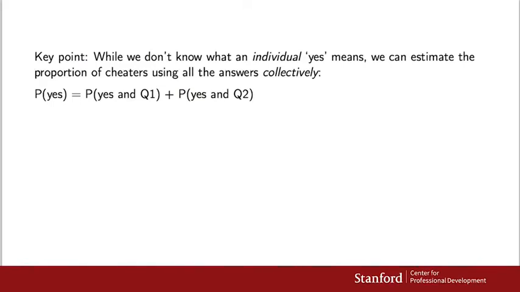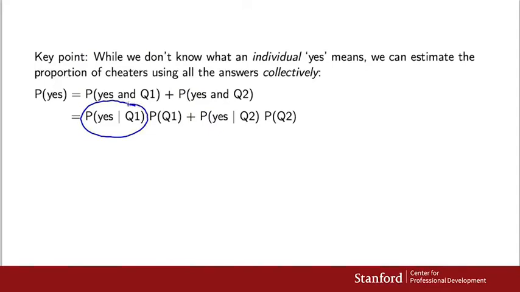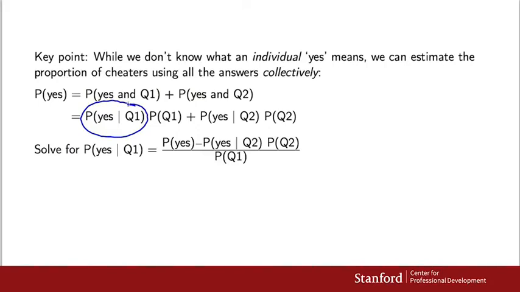So the probability of a yes answer could be the probability of a yes answer and question 1 was answered, plus the probability of a yes answer and question 2 was answered. And now I simply plug in the formulas for conditional probabilities, and I get this. What we are interested in is this probability: a yes answer on question 1, which is the question about cheating. So what we do is we solve for this probability and we get this expression.